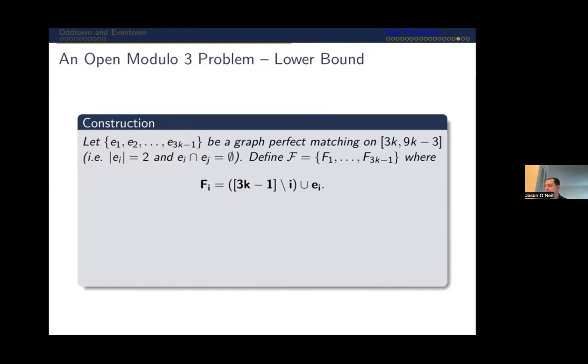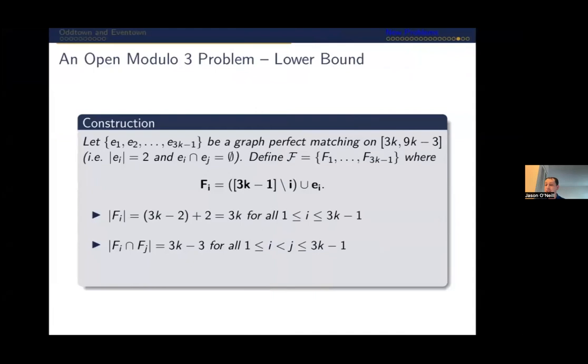And each of your sets throws away a unique guy from the first city and adds a pair from the second city. So the sizes of the sets are going to be 3k minus 2 from the first city, and then there's going to be a unique pair from the second city. So that will be 3k, which is 0 mod 3. The pairwise intersections get no contribution from the second city because these edges are a graph perfect matching.